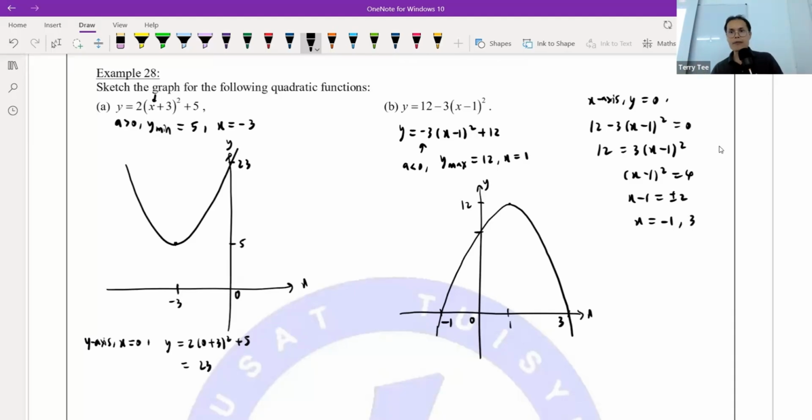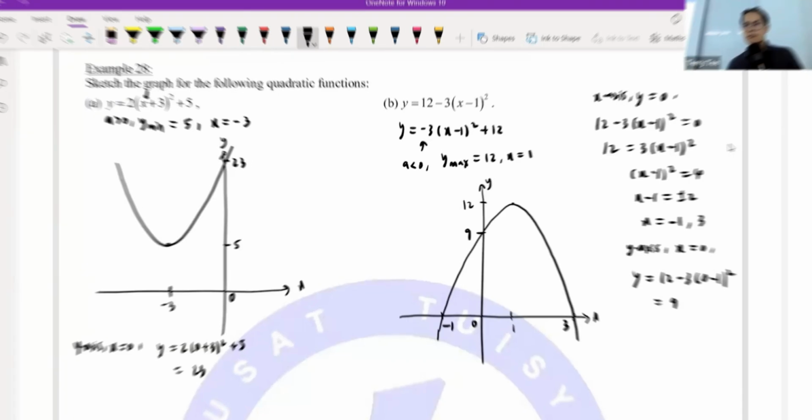Okay, now I define my y-intercept. I know at the y-axis, x is 0. Let x be 0. My y will be 12 minus 3 times (0 minus 1) squared. 12 minus 3 is 9. There you go. My graph is done.